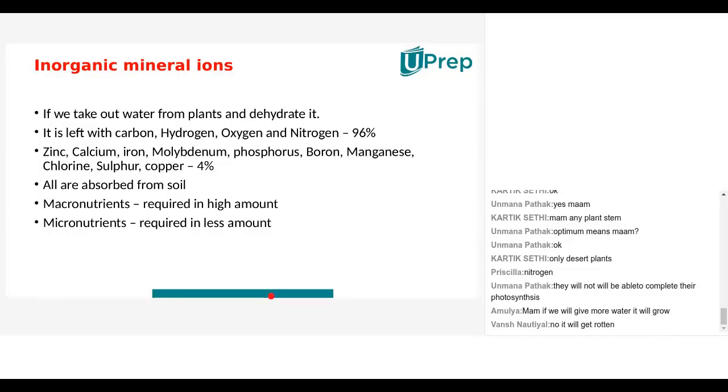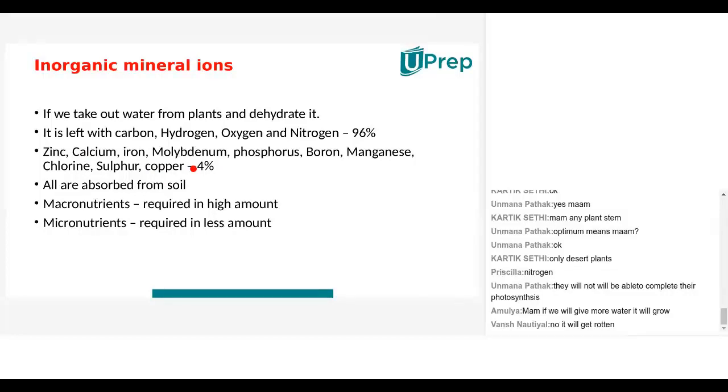See, these are the inorganic mineral ions. This we have already studied. If we take out water from plants, it will dehydrate it. What is the meaning of dehydrate? It will just dry out the plant. The plant will become flaccid, droop, and then just die. So if you dehydrate the plant, it is only left with carbon, hydrogen, oxygen, and nitrogen. So 96% of the plant consists of these four inorganic mineral ions: carbon, hydrogen, oxygen, and nitrogen. The remaining 4% has zinc, calcium, iron, molybdenum, phosphorus, boron, etc.